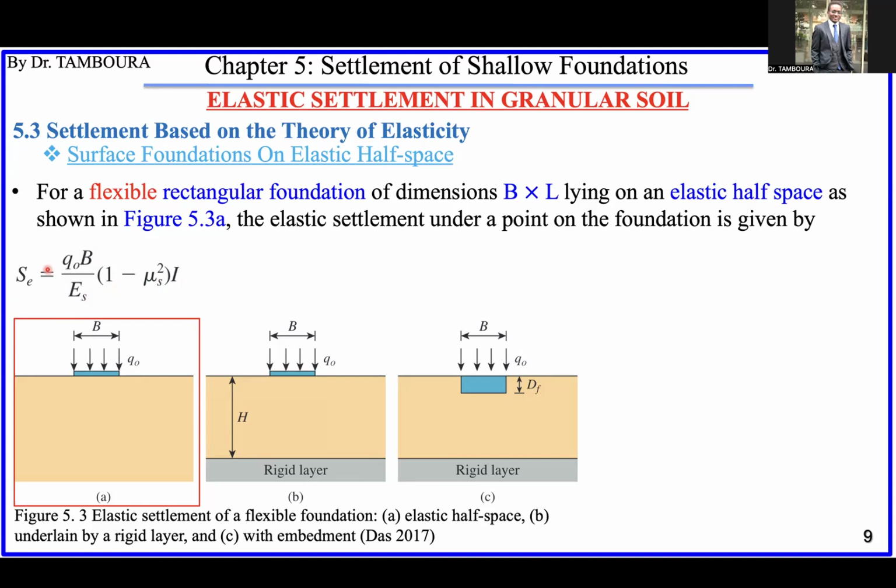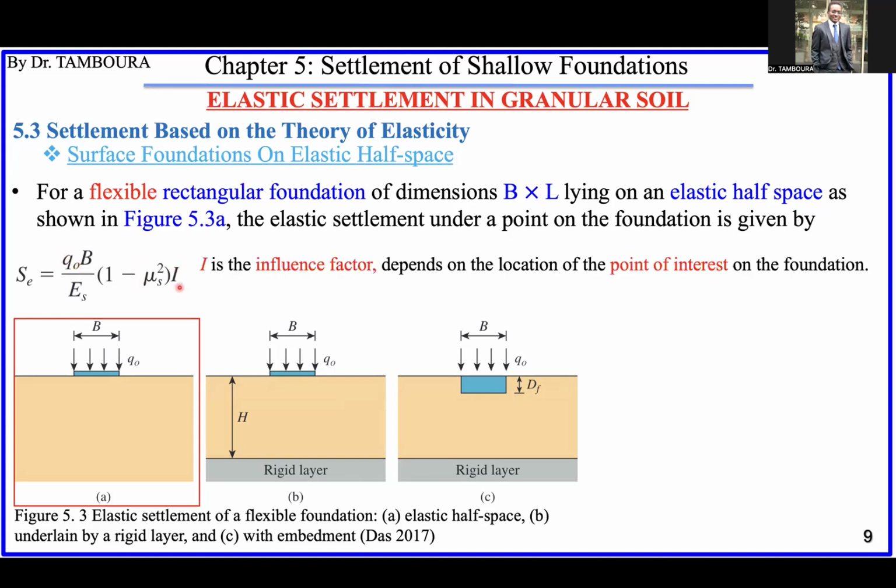Okay. So in this equation, what do you have and what you don't have? Or can say again, what can you obtain easily and what you cannot obtain? We know what is this one. This I, what is this I? It is what we call the influence factor. So the influence factor depends on the location of the point of interest on the foundation. That means if you are, for example, in the middle of the foundation, this I, the influence factor, is not the same. If you are at the edges, it is not the same.